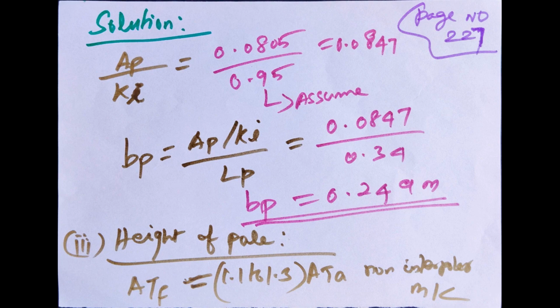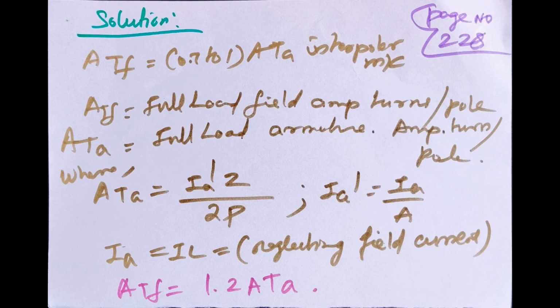Third solution. Height of pole. ATf is equal to 1.1 to 1.3 ATa for non-interpolar machine. ATf is equal to 0.7 to 1 ATa for interpolar machine. ATf is the full load field ampere turns per pole. ATa is the full load armature ampere turns per pole, where ATa is equal to Ia dash Z divided by 2P. Ia dash is equal to Ia divided by A. Ia is equal to IL, neglecting field current. ATf is equal to 1.2 ATa.